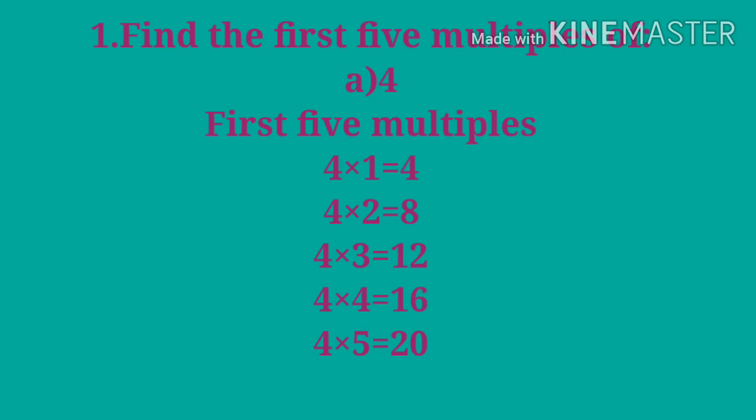We get product 8. Then we multiply 4 by 3. We get 12. Then 4 multiplied by 4, we get 16. And then we multiply 4 by 5, we get 20. The first 5 multiples of 4 are 4, 8, 12, 16 and 20. And how to get it? By multiplying 4 by 1, 2, 3, 4 and 5. So understood? First 5 multiples of 4.